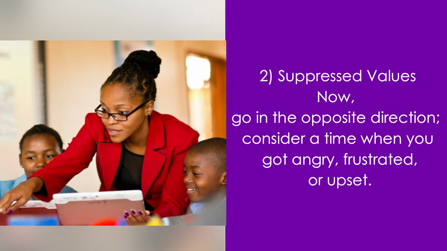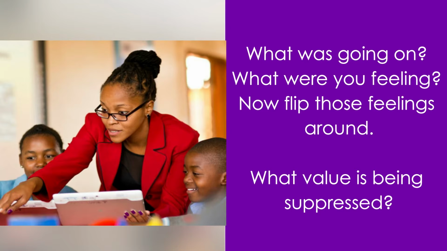2. Suppress values. Now, go in the opposite direction. Consider a time when you got angry, frustrated, or upset. What was going on? What were you feeling? Now flip those feelings around. What value is being suppressed?